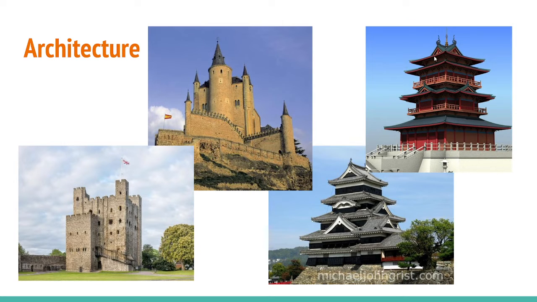So these are not castles to defend from armies. These are castles to house the nobility and to show power. But for example, there are also architectural differences. In Chinese buildings, you see large open inner areas separated from the outside by walls.